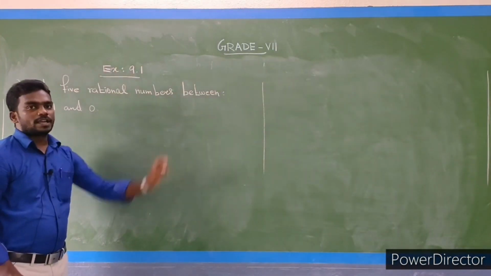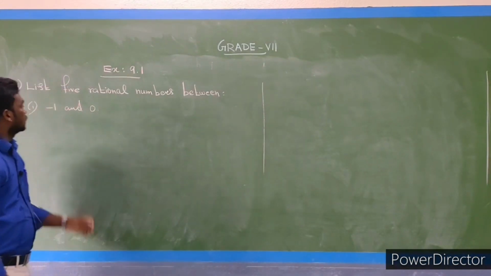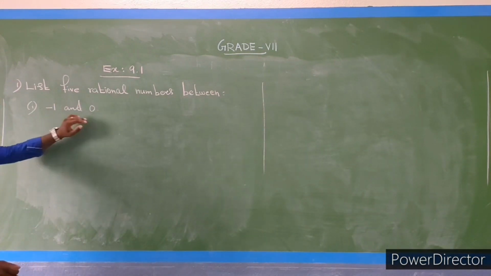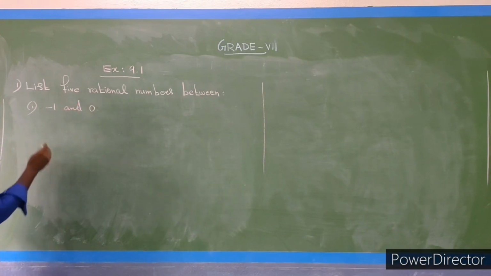Next, our exercise 9.1, first pattern. List 5 rational numbers between minus 1 and 0. How to find 5 rational numbers between these two numbers?